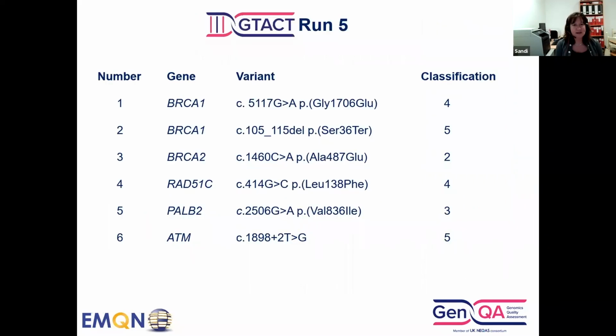Next slide, please. This is a summary of the 6 variants that were required to be classified. You can see here that we gave a nice spread of BRCA1, BRCA2, and then RAD51C, PALB2 and ATM. So we were covering the remit of the HRR genes. We can see here that we also had a mixture of different variant types, for example, a missense, deletions, and also splicing. And you can see we included a range of classifications from 2, 3, right up to 4 and 5 pathogenicity variant classification. Next slide, please.